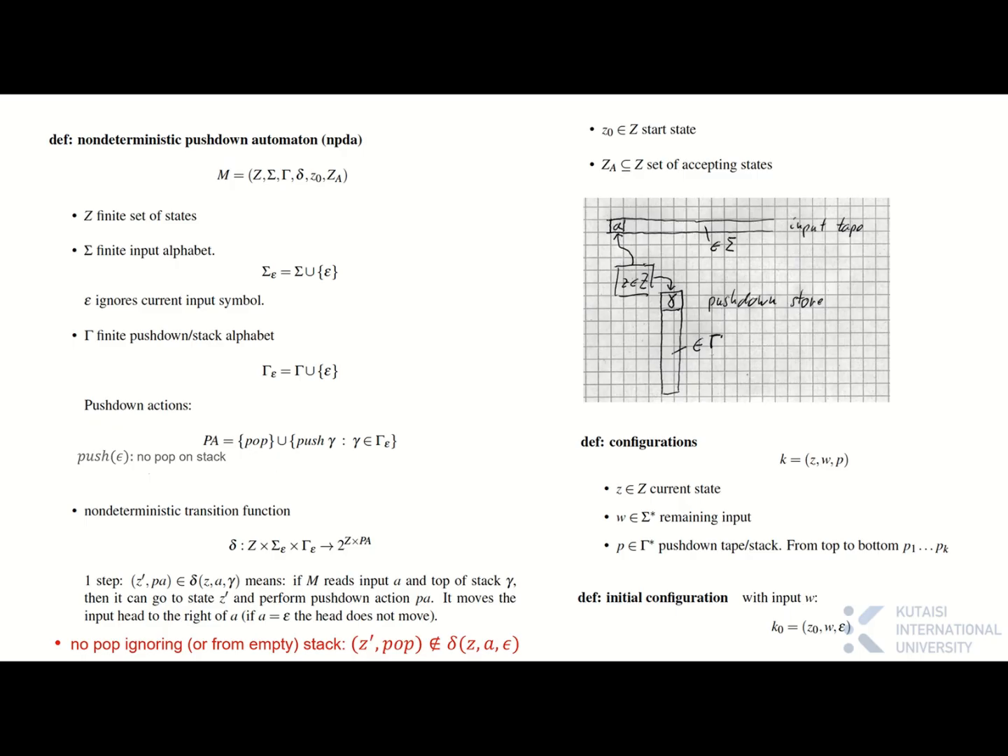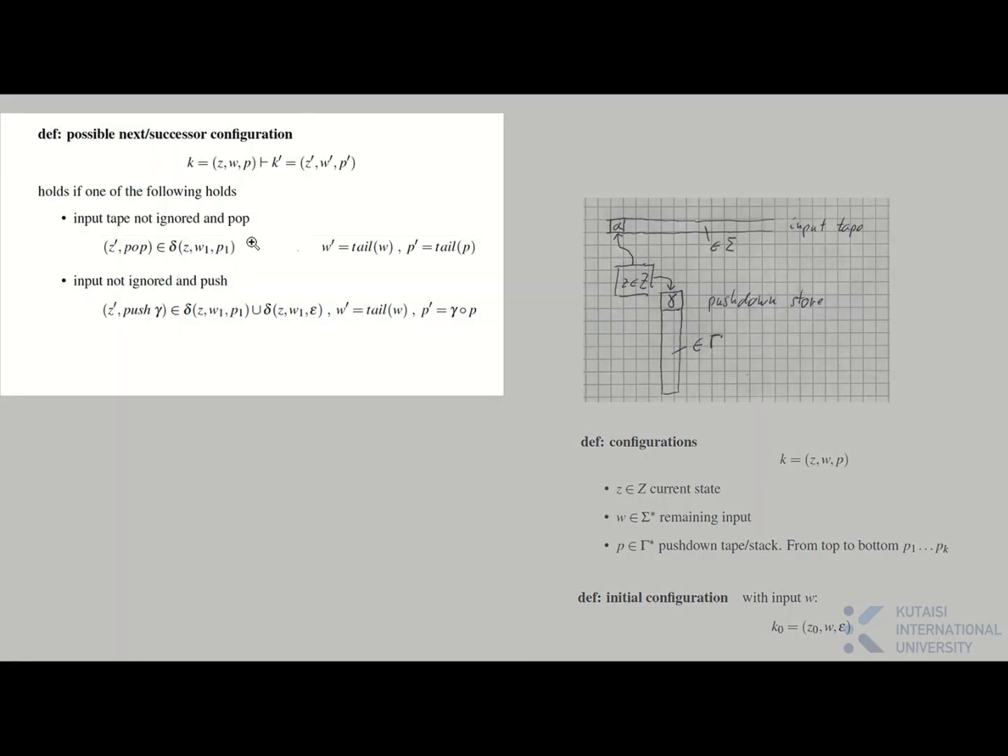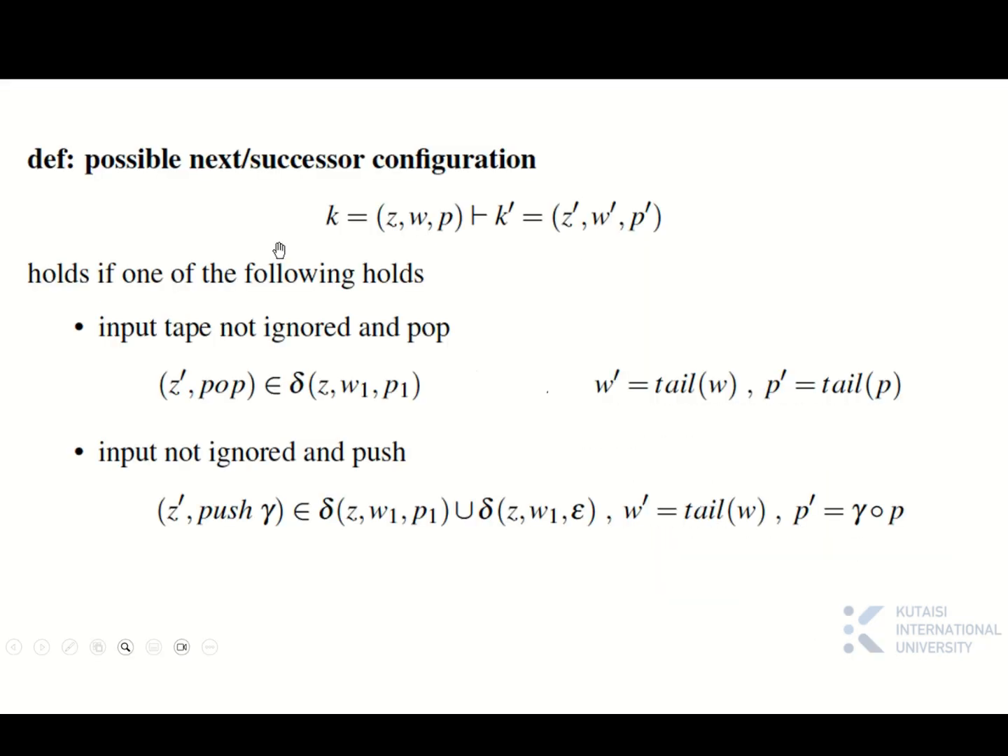Maybe it's the best option to actually show you what it means to have the next configuration. So let's enlarge it and look at it. Somehow textbooks avoid it, but I don't think there's anything to be avoided. So let's say your configuration is you're in state Z, your word is W, so this is a string, and P is also a string. It's everything that is written on the pushdown stack. And let's say your next configuration, you went to state Z prime, your word is now W prime, and your P also changed to P prime.